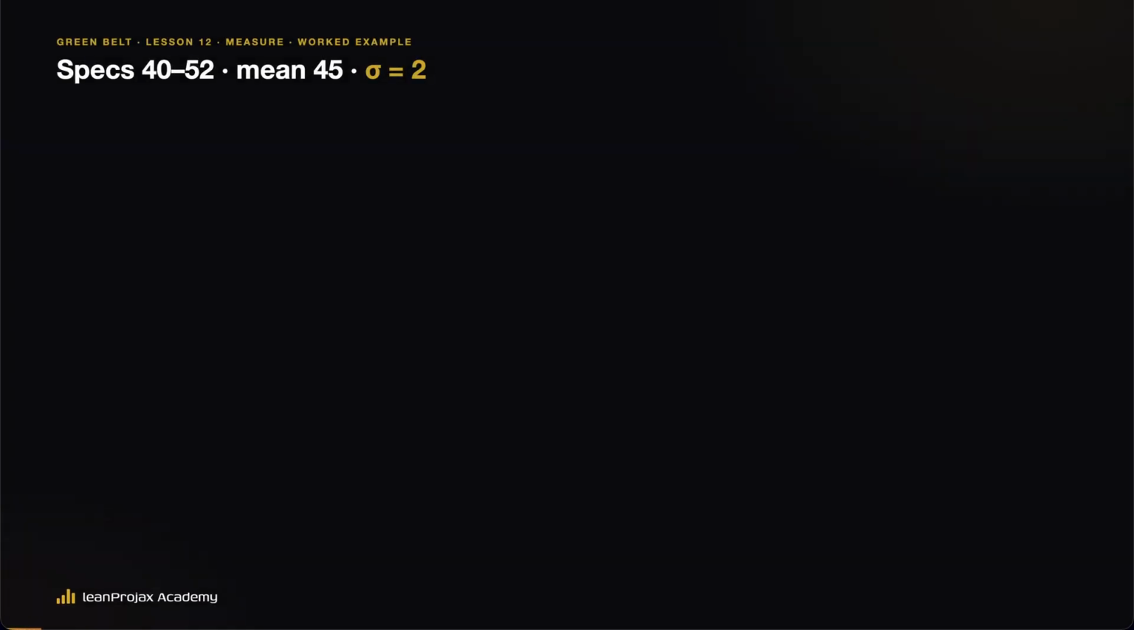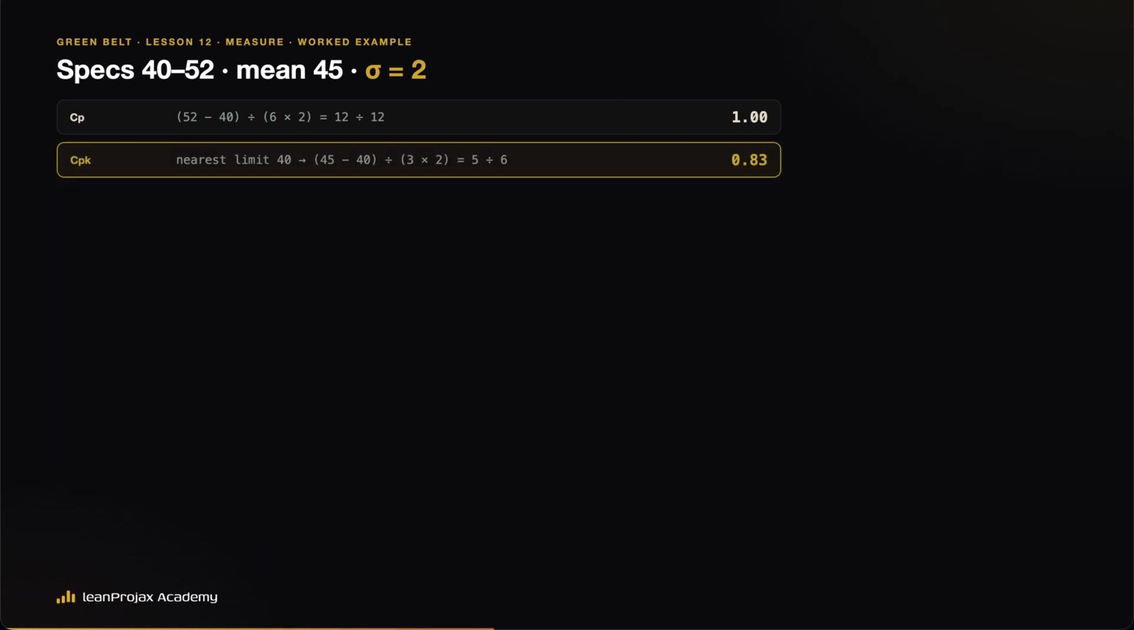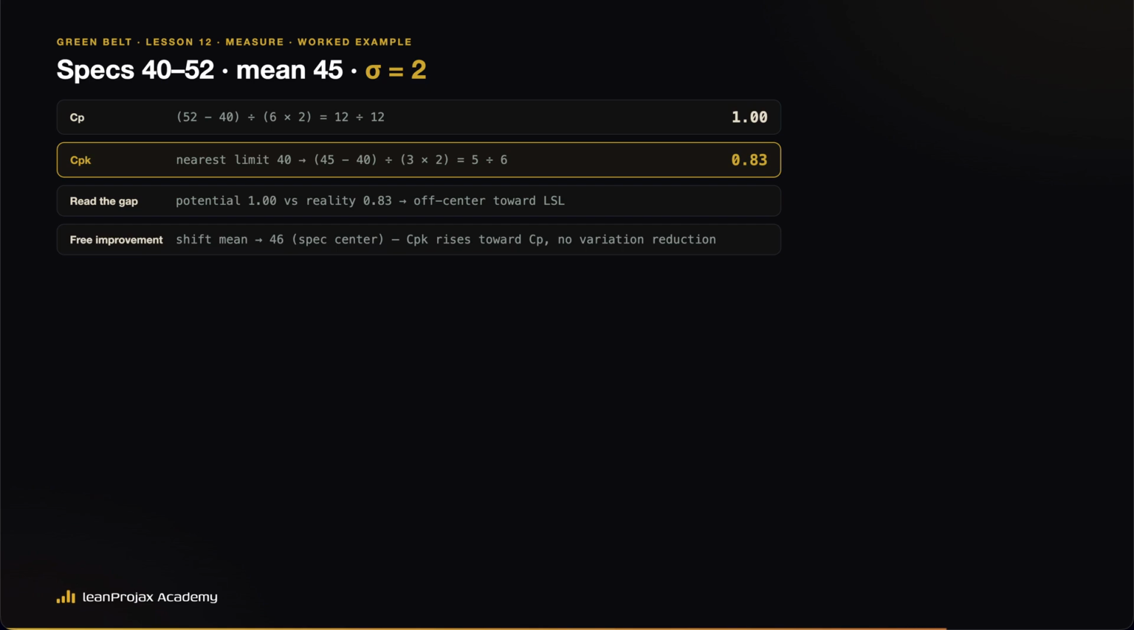Worked example, by hand. Specs, 40 to 52. Process, mean 45, standard deviation 2. CP, spec width 12 over 6 times 2, 12, exactly 1.00. CPK, nearest limit is 40, 5 units below the mean, 5 over 6 is 0.83. Read the gap, potential 1.0, reality 0.83. The process is off-center toward the low spec. Shift the mean toward 46 and CPK rises toward CP. A free improvement, no variation reduction needed.